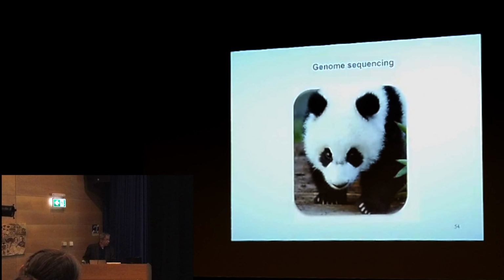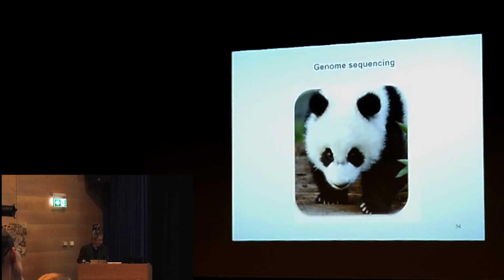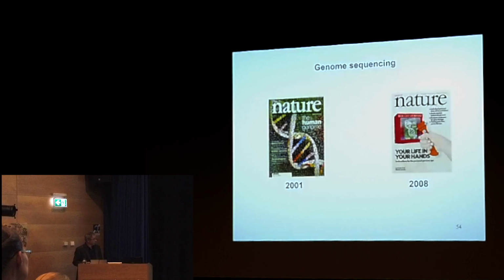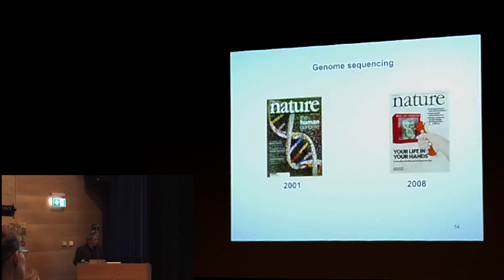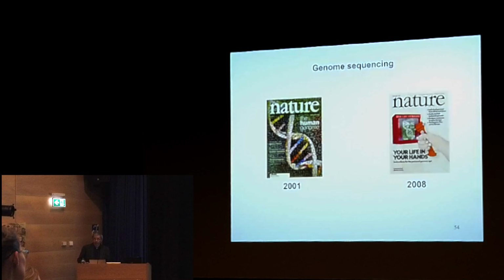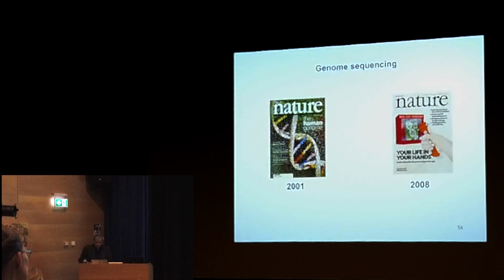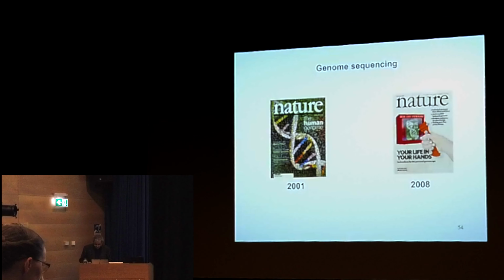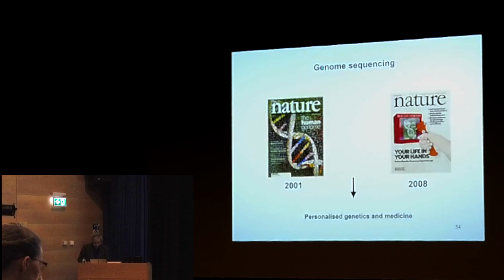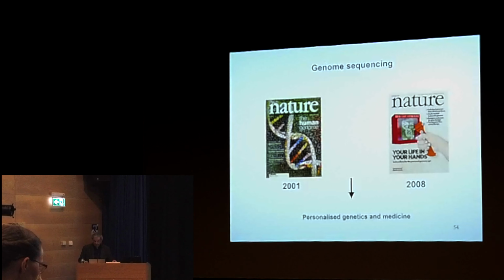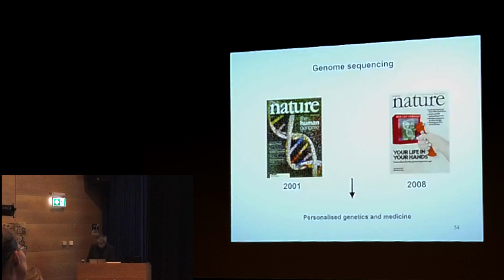So what can you do with this? A whole bunch of species have been sequenced. This is the sequence of a panda. In 2001, there was the consensus human genome, the average sequence of everyone on the planet. In 2008, we published a paper where we sequenced an individual, an Afro-American, one of the first times an individual had their genome sequenced. And this, like I said, has opened up the idea of personalised genetics and medicine.